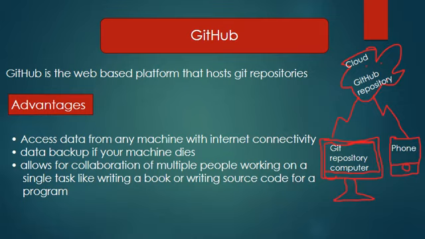GitHub is the web-based platform that hosts Git repositories. So here is a visual. You can imagine that you have a GitHub repository that's hosted on the cloud. So it's not hosted on your personal machine or computer, but it's hosted on the cloud. You can have a Git repository on your computer. You can write your books. You can also write your source code from there. Then you can push all the changes onto the GitHub repository. And the good part about this is that you can access whatever you've put on the cloud here in your GitHub repository, even from your phone, even if you don't have the Git repository.